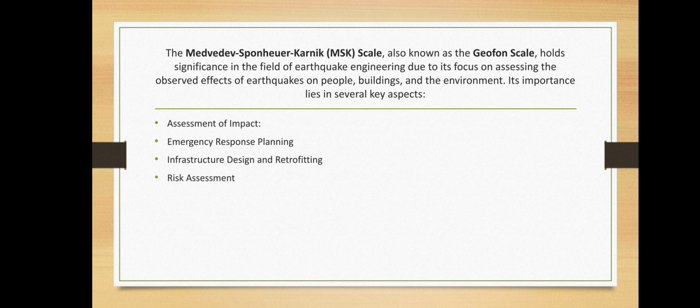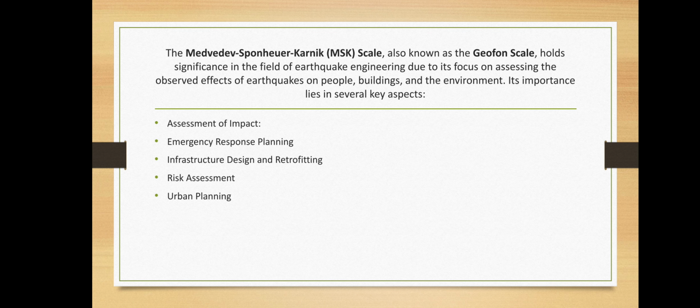Next is risk assessment. The MSK scale contributes to seismic risk assessment by providing a way to estimate potential damage and disruption for a specific region. This information is essential for insurance companies, urban planners, and policymakers to make informed decisions about land use, building codes, and risk mitigation strategies.